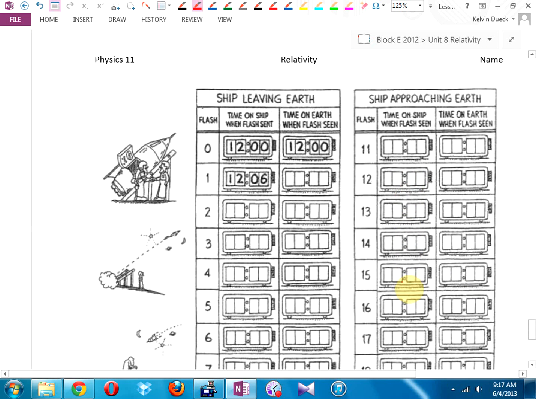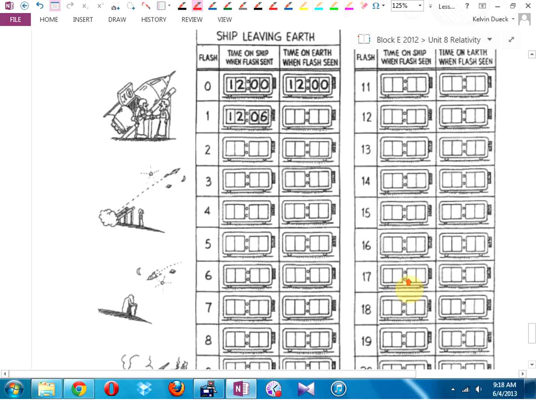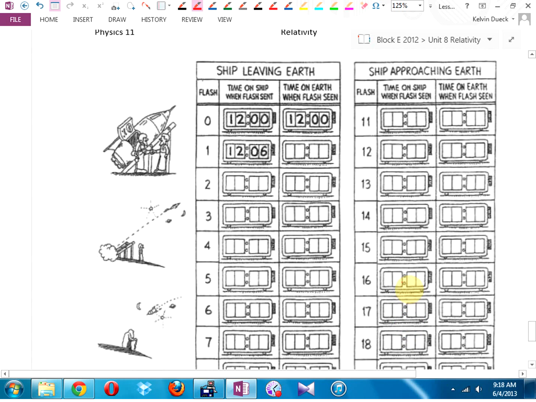Let's fill this out together. And then at the end, this will be the end of the lesson, and you can work on the review. You ready? So when we're heading away, we see the flash every 12 minutes.